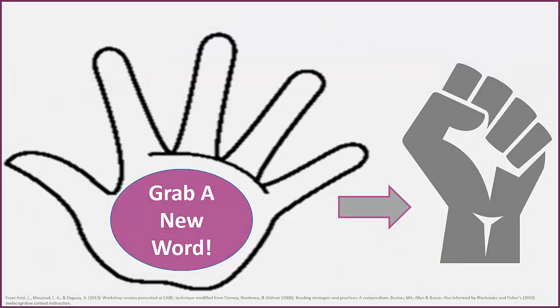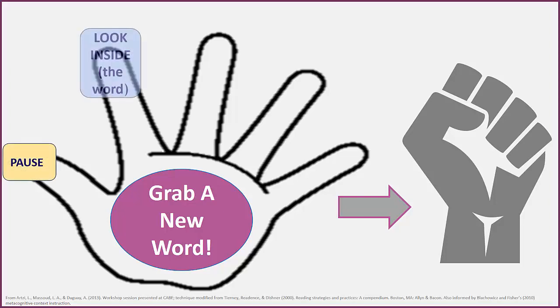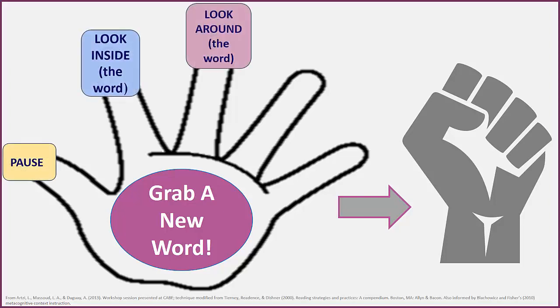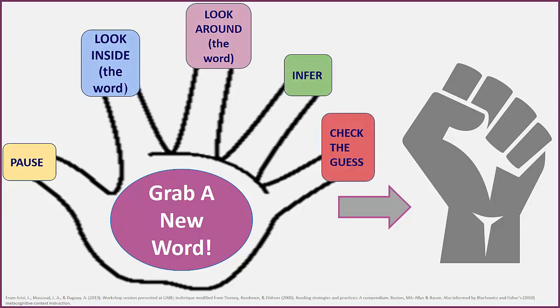This graphic, Grab a New Word, can be used to help students when they encounter a new word. It's helpful to think of the steps in this strategy within the context of a hand, with each of the fingers being one of the steps to work through meaning: pause, look inside, look around, infer, and check the guess.